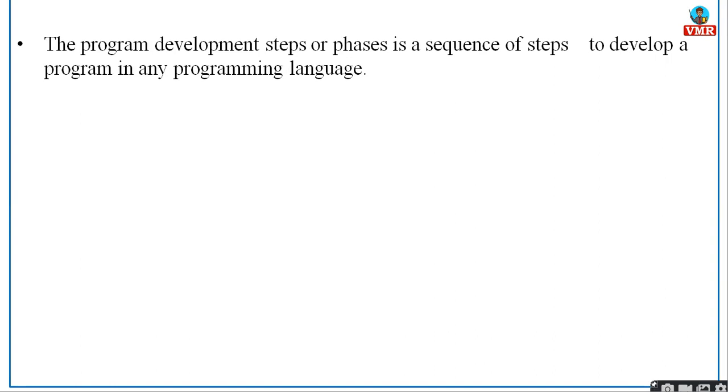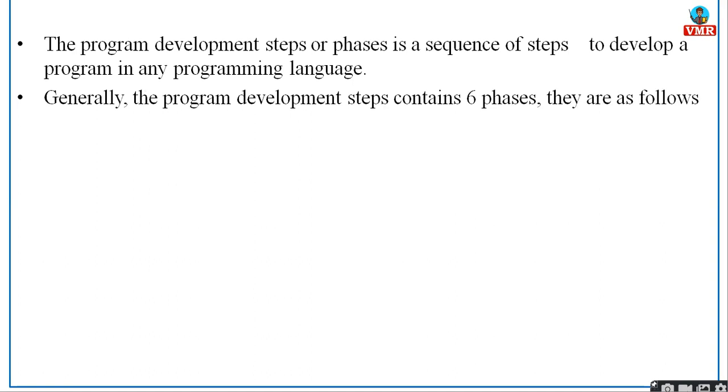If you are going according to the steps, it will be easy for you to solve a problem. So the program development steps or phases is a sequence of steps to develop a program in any programming language. Whatever the programming language may be, we need to follow the sequence of steps in order to solve a problem. Generally, the program development steps contain 6 phases. They are as follows. PDS is nothing but your program development steps.